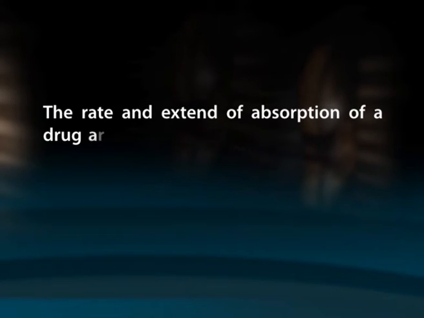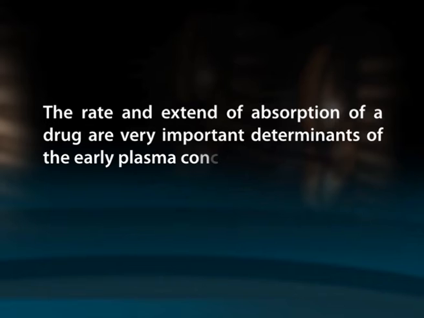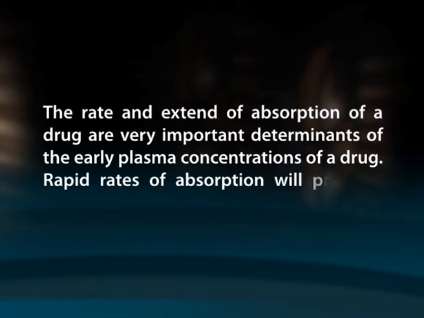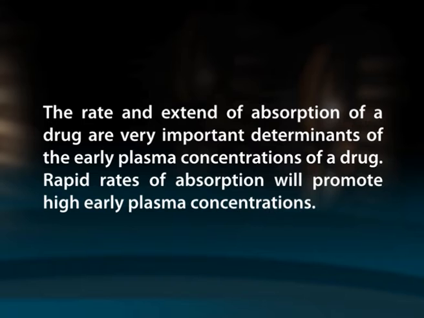Once in the circulatory system, the drug has to pass through the liver, which is a major organ of drug elimination. The absorbed drug may undergo elimination by metabolism during its first pass through the liver. After the liver, the drug is taken to the heart, which pumps the drug throughout the entire circulatory system. At this point, the drug has been absorbed. The rate and extent of absorption of a drug are very important determinants of the early plasma concentrations of a drug. Rapid rates of absorption will promote high early plasma concentrations.